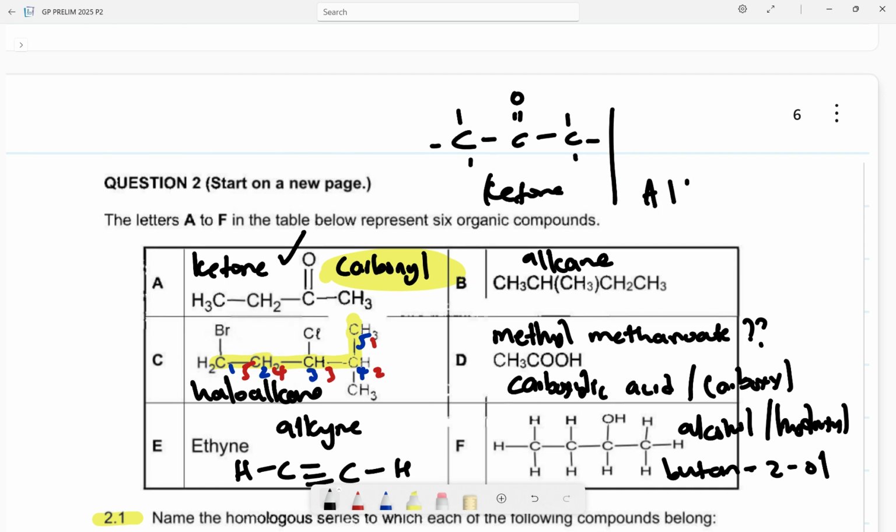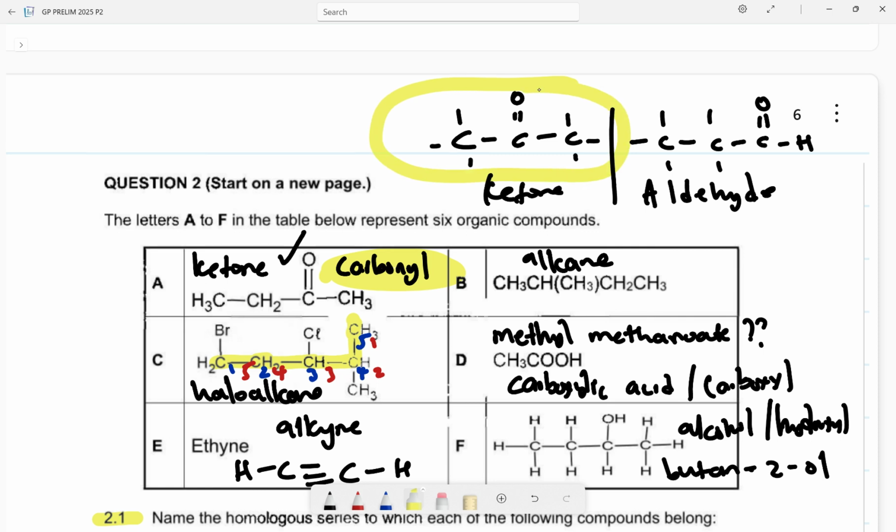But aldehyde has a what? Has a double bond. I want to see when I use 3. This is H. Can you see? They both have what? O. They both have O. But this one has an O in the middle of the carbons. This one has an O at a terminal, the first or the last carbon. So these are functional isomers.